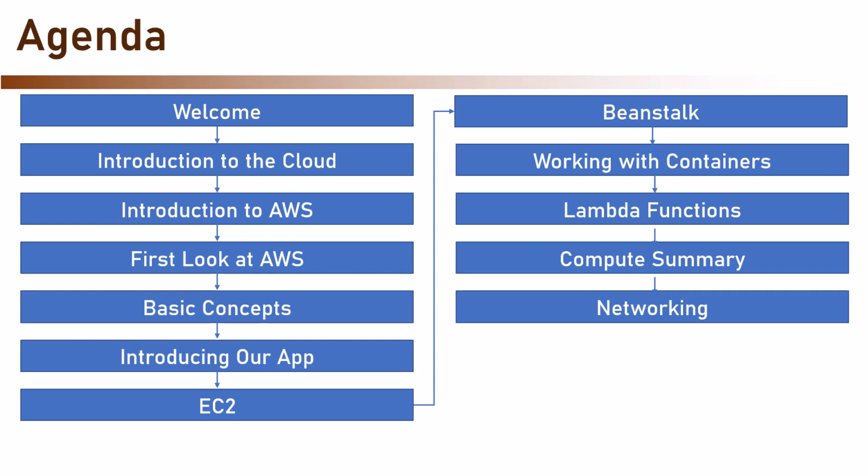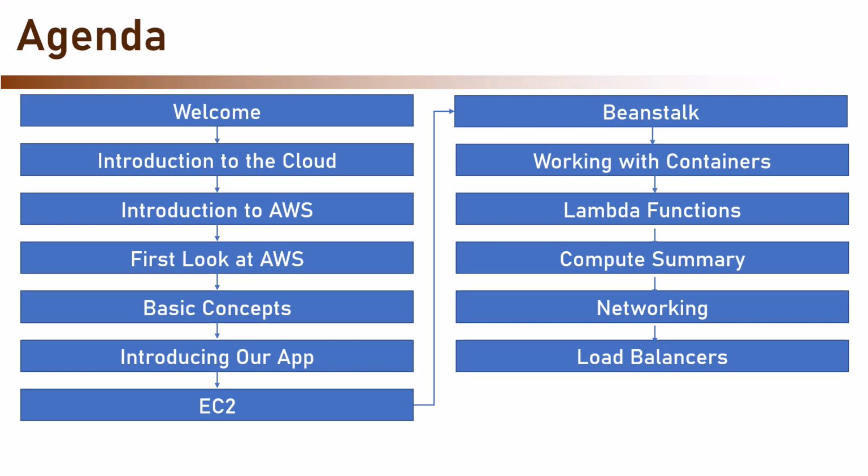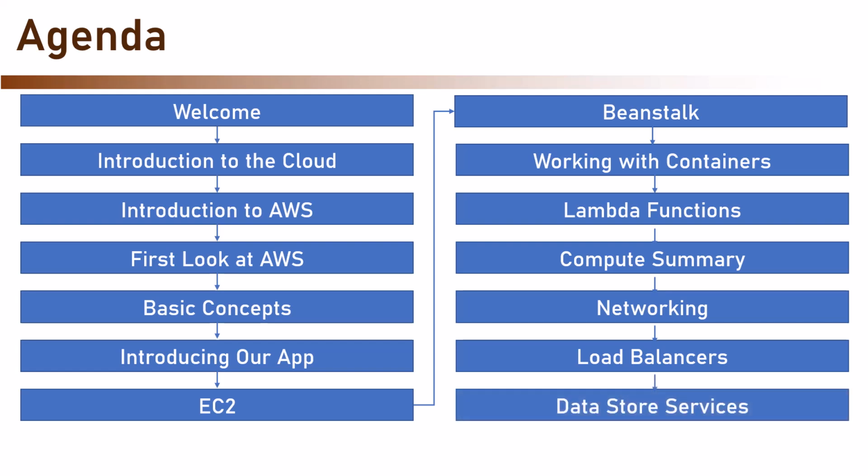The next type of services we will look at are networking services. We will learn about networks in the cloud, where they are, and what can we do with them. And also how to use load balancers to distribute the load among networked services. After that, we will learn about data store services, which AWS has quite a lot of, and we will learn how and when to use them.